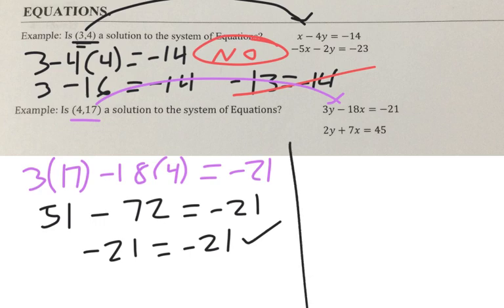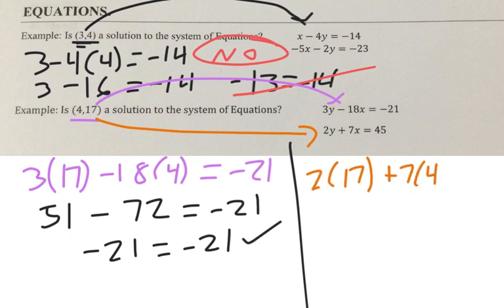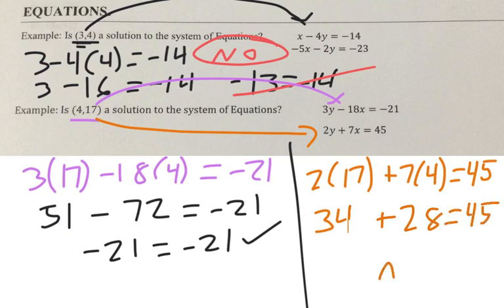Just because it works for the top one, though, that's not enough. I have to also plug it into the bottom equation. It has to make both of them true at the same time. So 2 times y, which is 17, plus 7 times x, which is 4. Does that equal 45? 2 times 17 is 34. 7 times 4 is 28. Does that equal 45? No, it doesn't.